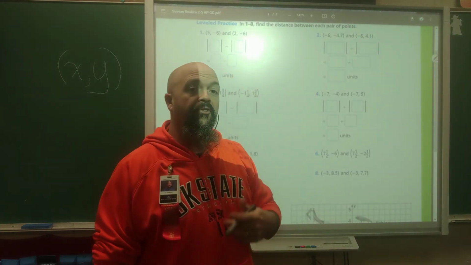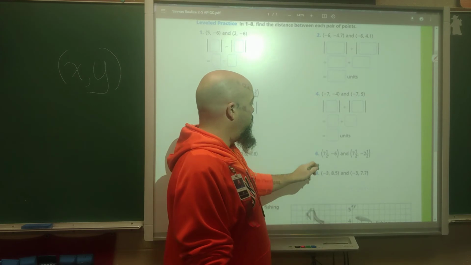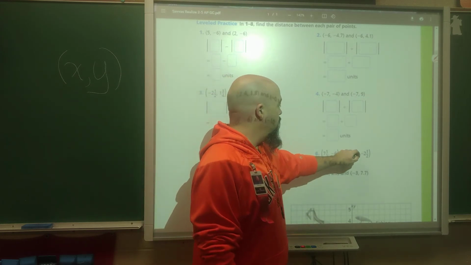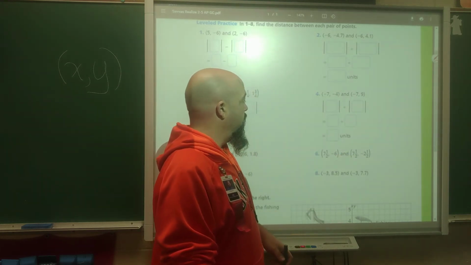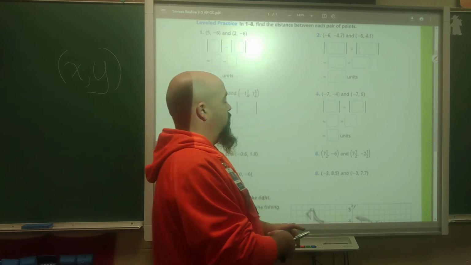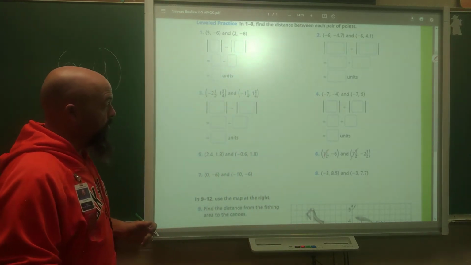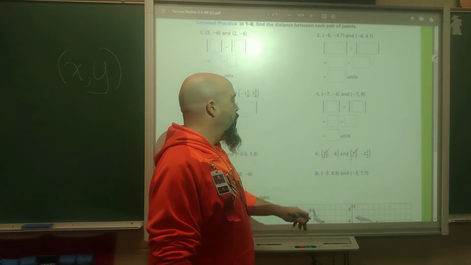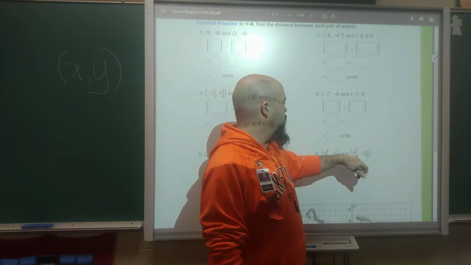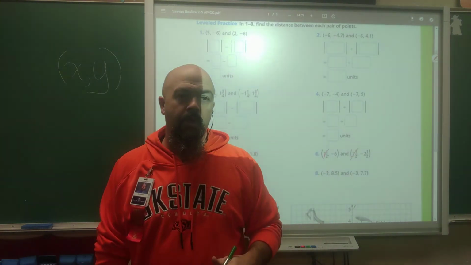Next, what is the same value in both pairs? It's the x. So we don't need those. We'll get rid of the x's. All we need to worry about is the -6 and the -2.5. We have to subtract those.